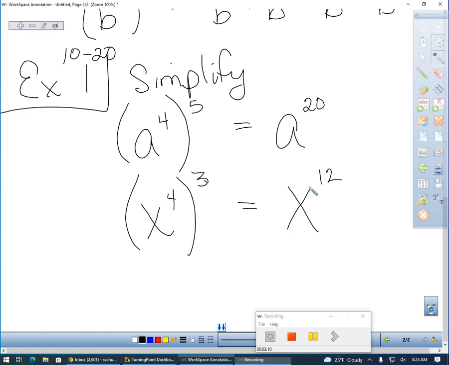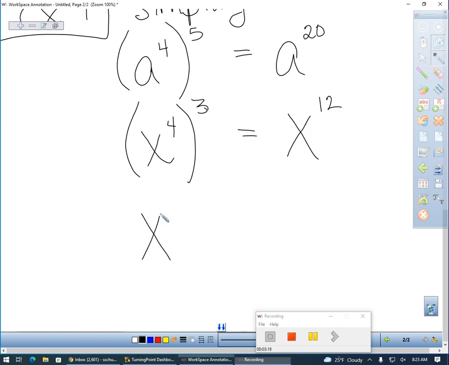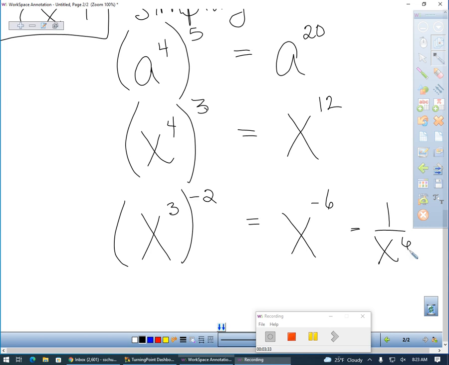All right, now I'm going to add just a little bit more. What if I had x to the 3rd raised to the negative 2? X to the negative 6, and then what do we have to do? Very good. 1 over x to the 6th. So first you multiply your exponents, and then you have to simplify it, right?